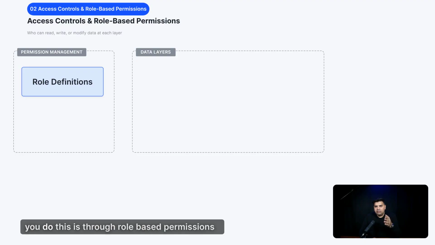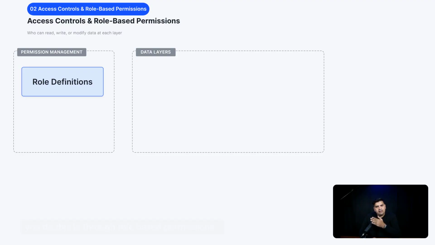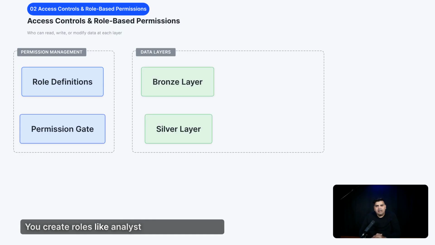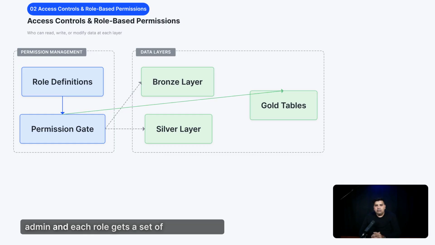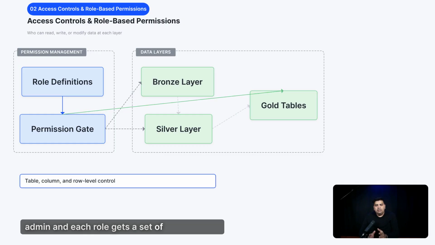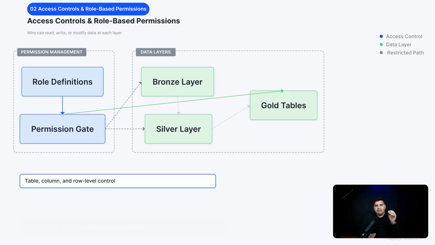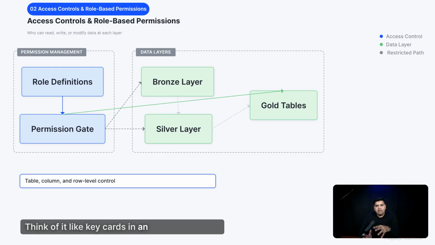The way you do this is through role-based permissions. You create roles like analyst, engineer, or admin, and each role gets a specific set of privileges. An analyst might only read from gold tables. An engineer might have permission to build and modify silver transformations. An admin controls it all. Think of it like keycards in an office building. Your keycard gets you into the floors you need, not every floor.